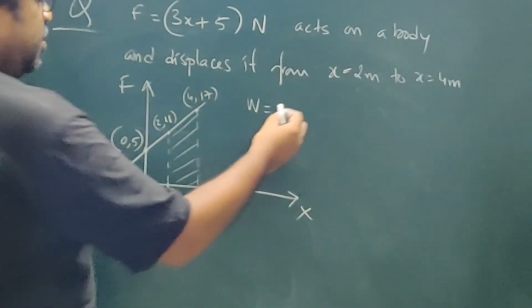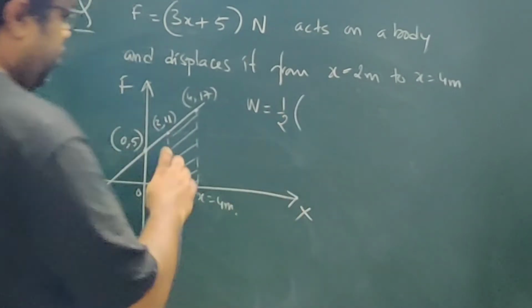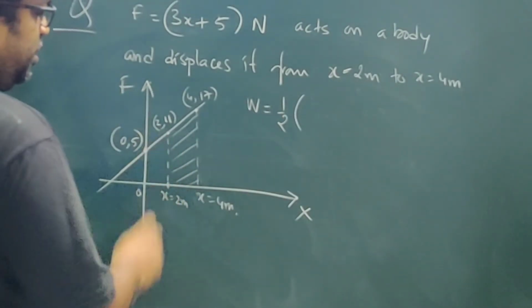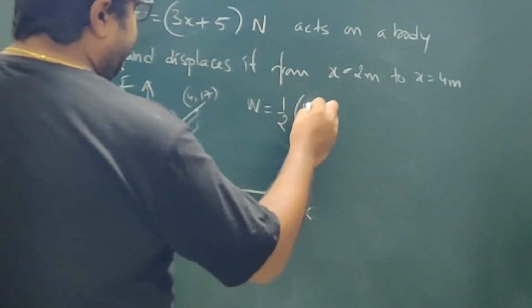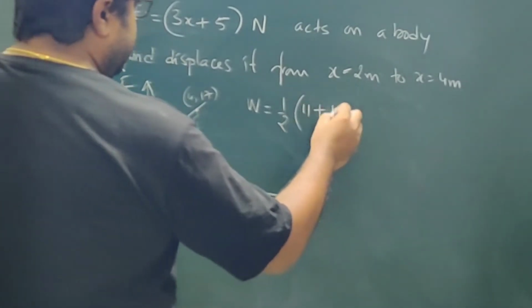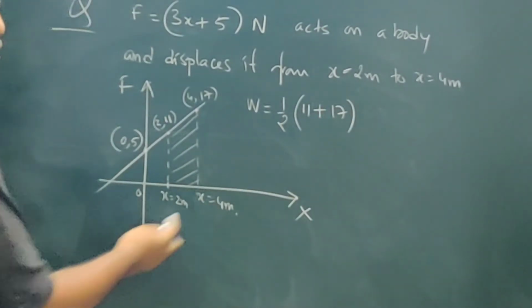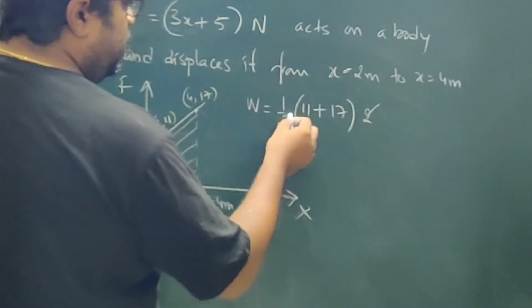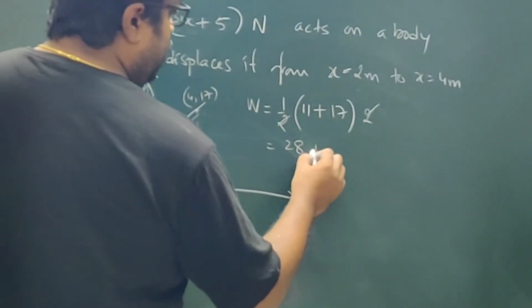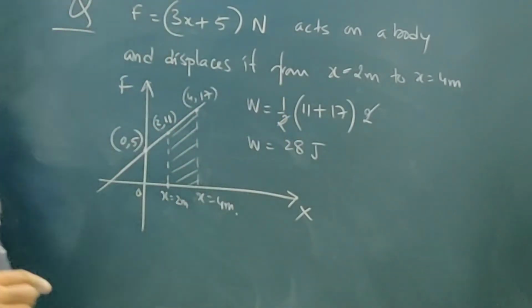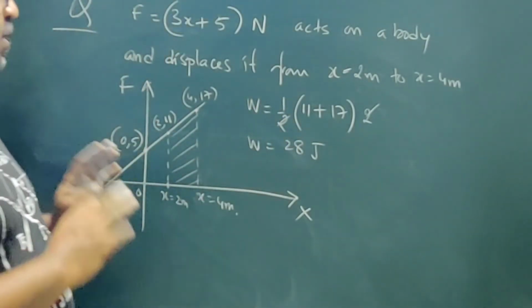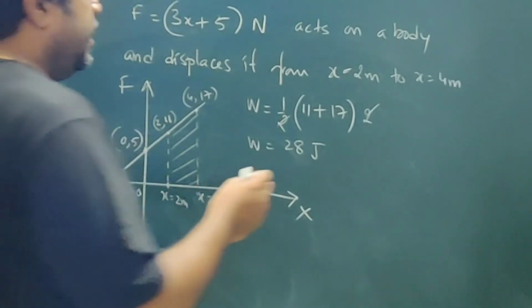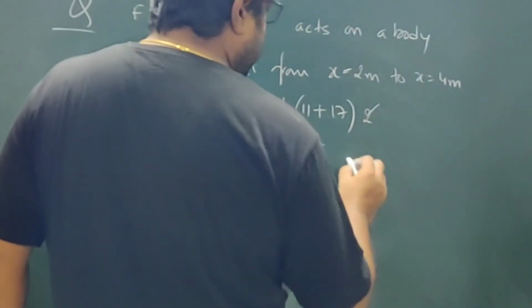This is a trapezium, so this is half into the length of this side, which is 11, plus 17, times the distance between the two parallel sides, which is 2. Okay, so this 2 gets cancelled, so this is 28 joule. So this is the work done. This is one way of approaching this question, and another way is calculus.